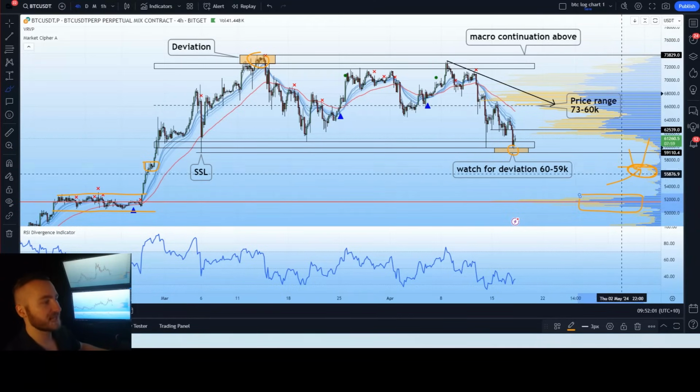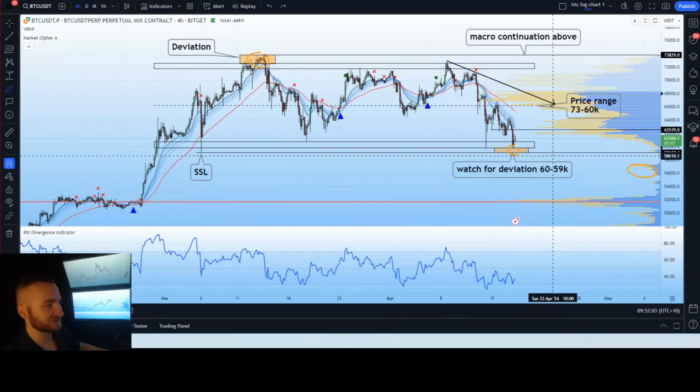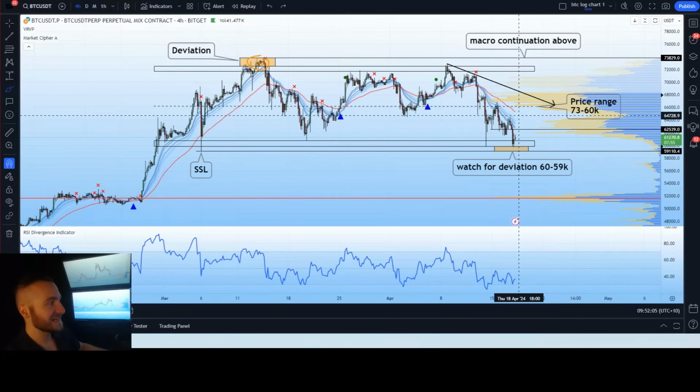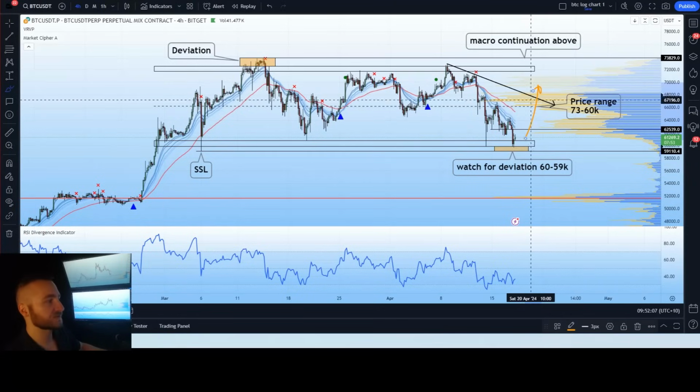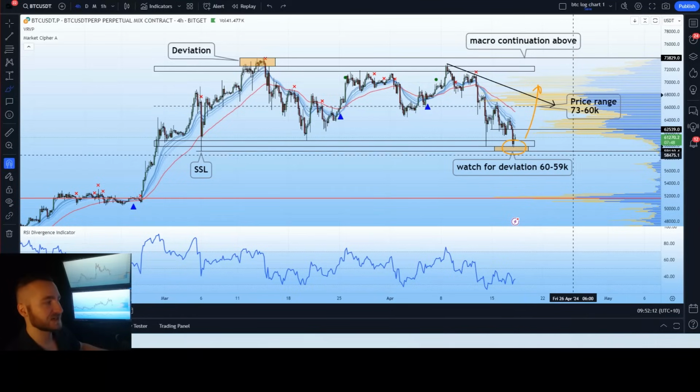Now, it is important to note that support is support until it is not. So the probabilities are in favor of continuation, provided this area is able to hold. The invalidations for that are very, very tight.